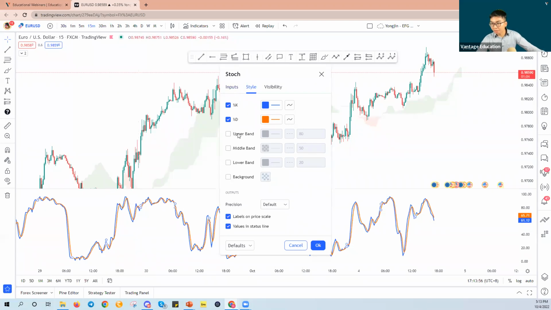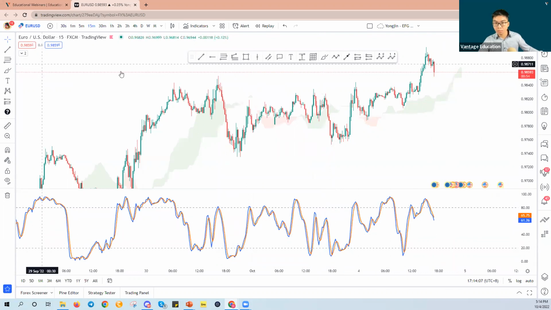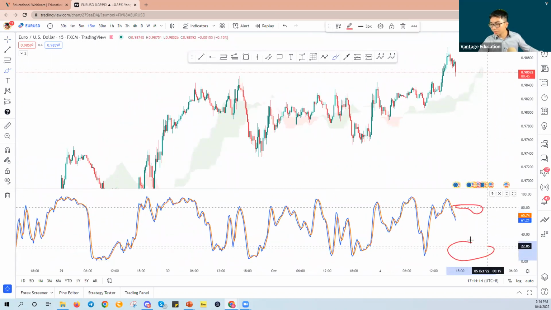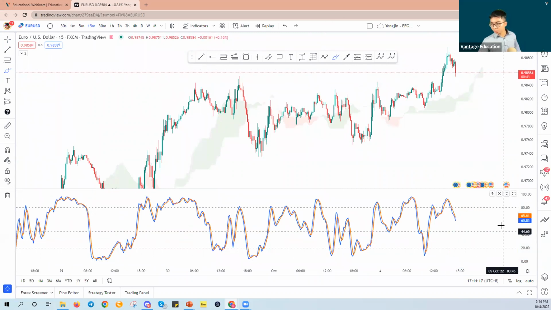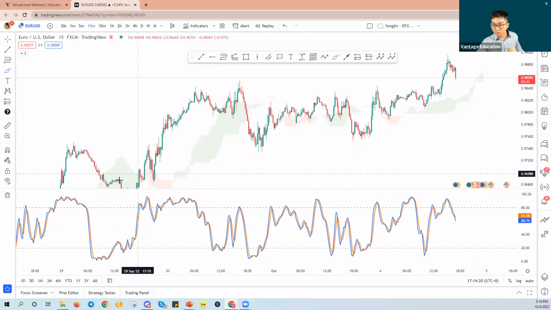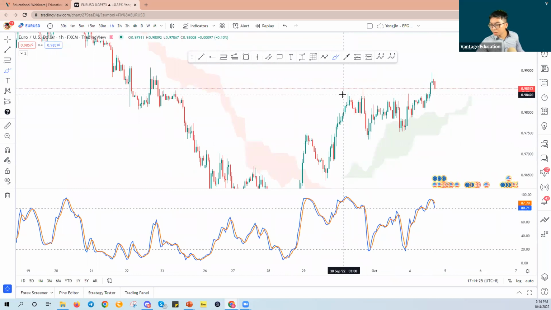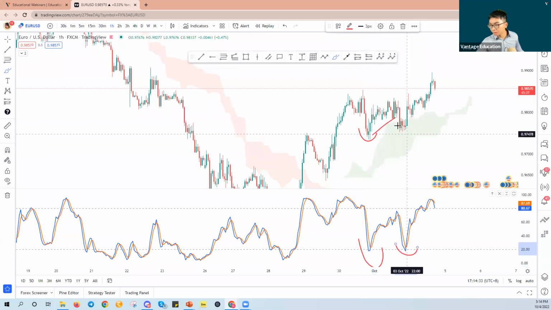We have the upper band and the lower band. Follow my settings. So you can have the level of 80 and 20. As you guys notice, let me look at the hourly. When the stochastic indicator bounces up, prices also move up. Same thing.